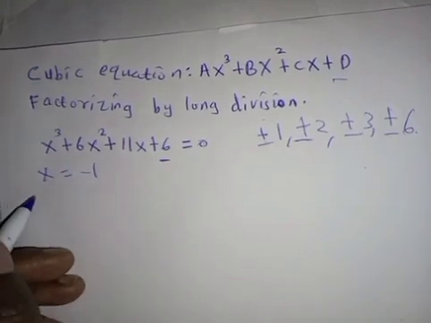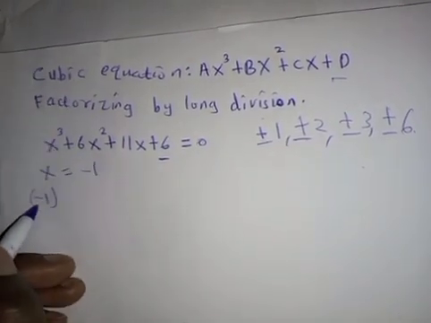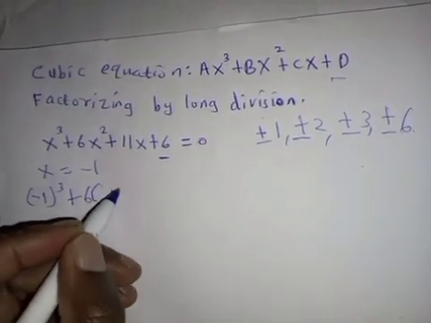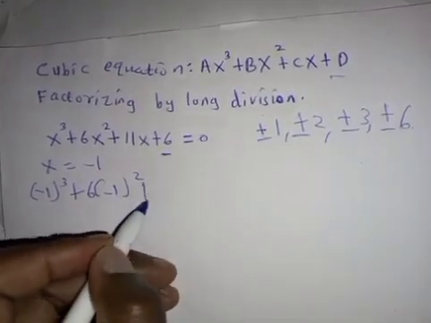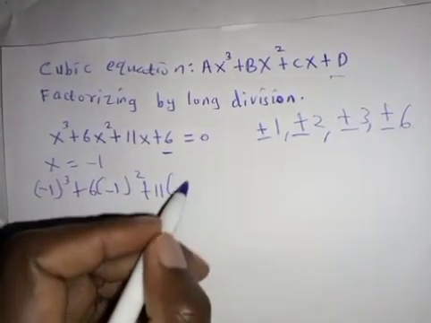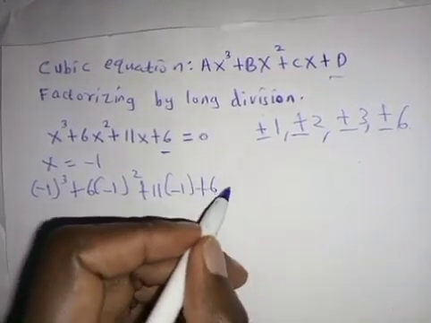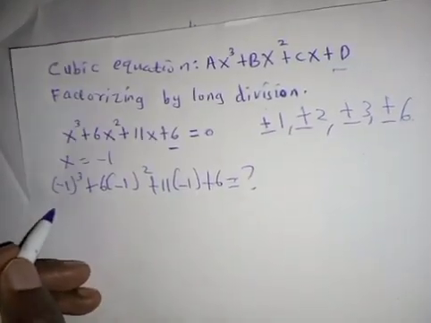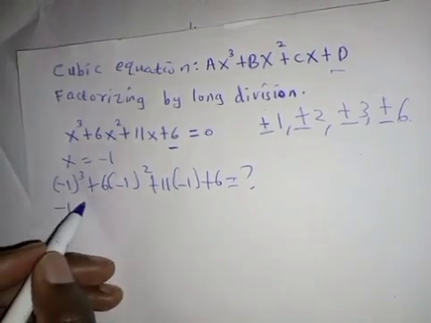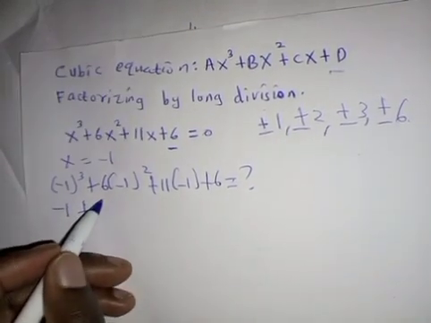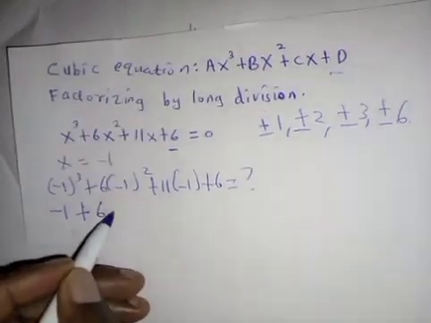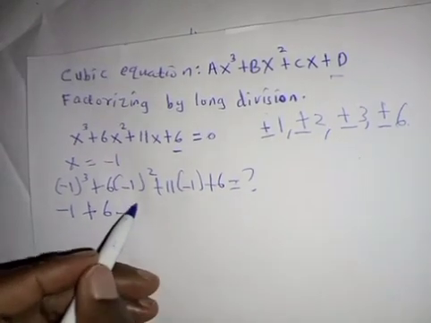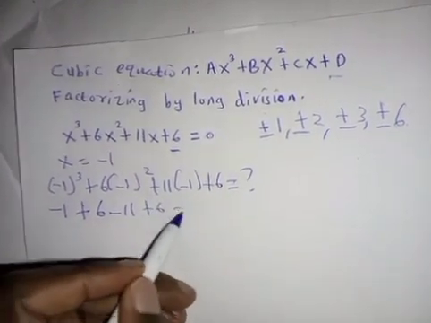So we substitute here, you will have negative 1 cubed plus 6 into bracket negative 1 squared plus 11 into bracket negative 1 plus 6. Let us see whether it satisfies this equation. Negative 1 cubed is negative 1, plus negative 1 squared is 1, 1 times 6 is 6. Negative 1 times 11 will give you negative 11, plus 6. What is it equal to?